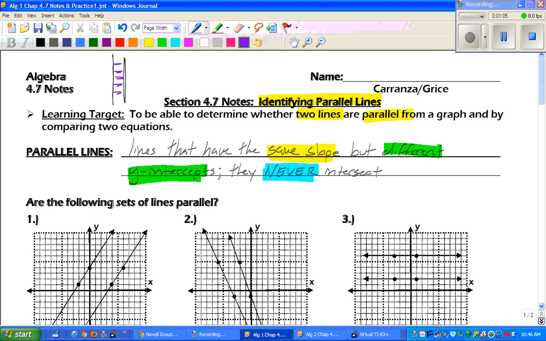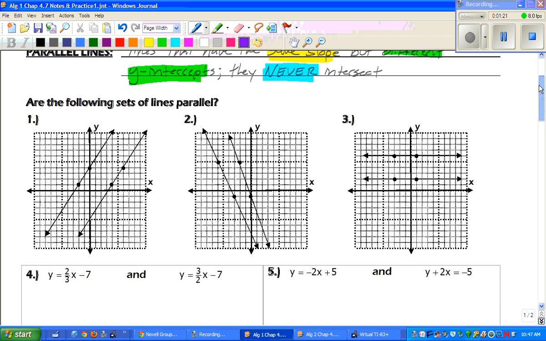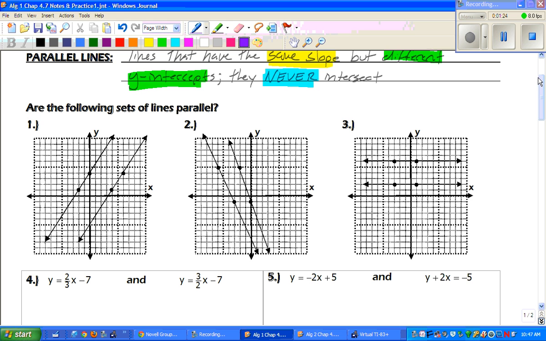So parallel lines are things you see all over the place. If you look down on the tile right now, the tiles are straight lines. Same with the walls, you'll see the concrete blocks. Those are all parallel. So first thing, are the following sets of lines parallel? Using the definition, we have to have the same slope, but a different y-intercept. So let's take a look.